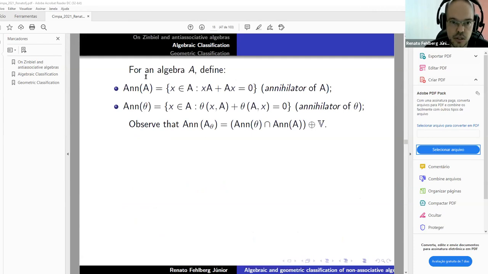Here are some definitions. We have the standard definition of the annihilator of the algebra A. Here we have the annihilator of the bilinear map theta, and we have this relation between the annihilator of A theta with the annihilator of theta and the annihilator of A. Okay.